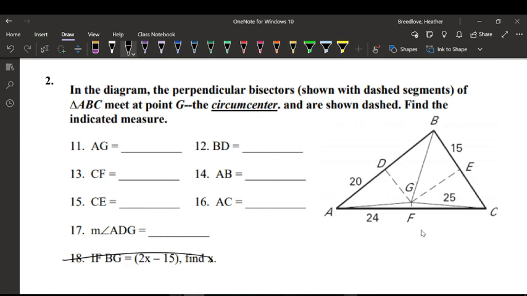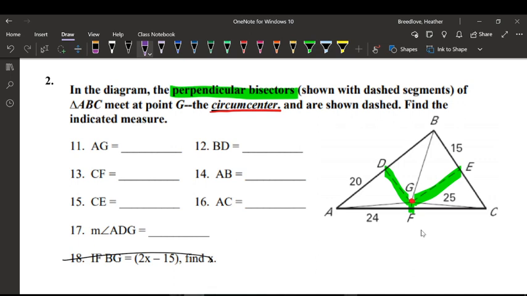All right, so in the diagram, the perpendicular bisectors are shown with dashed segments. I know you guys already know I like to use color. It makes it easier to say what I'm talking about. So the dashed lines I'm doing with my green highlighter, those are the perpendicular bisectors of triangle ABC. They meet at point G. So point G is the circumcenter. If that's the circumcenter, we know the circumcenter is equal distance to all of the angles. And then we're just going to fill in what it's asking about.